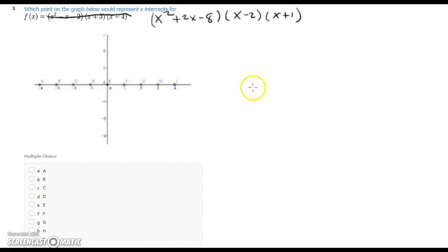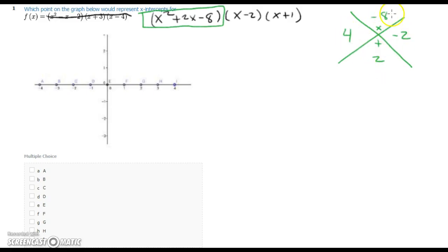So same process as before. We'll take this first quadratic and we'll factor it. We'll use our graphic organizer. We need this to add to 2, and we need it to multiply to -8. Well, that's going to be positive 4 times -2. When I multiply 4 times -2, I get -8. When I add 4 plus -2, or in other words, 4 minus 2, I get 2. So that works out, and now I have the factors x plus 4 and x minus 2.